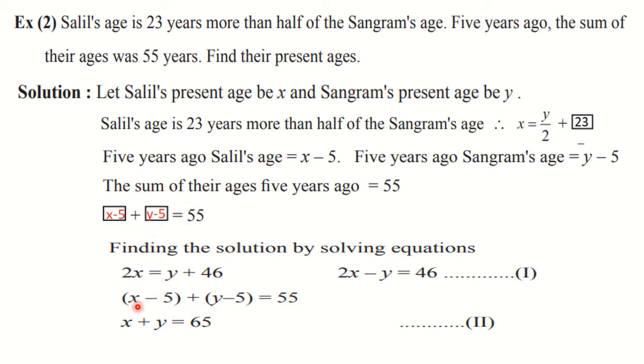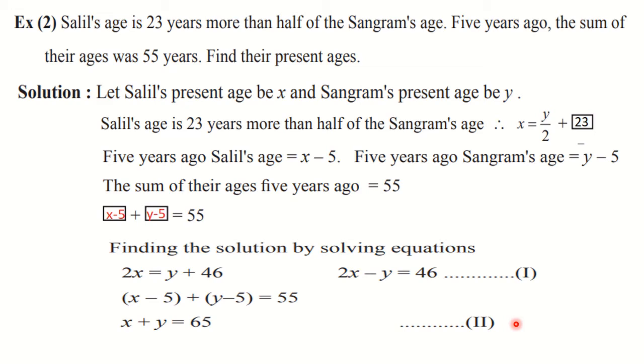Then this x plus this y will be on the left hand side. This minus 5 and this minus 5 will become minus 10. We will shift it here to the RHS. It will become plus. So 55 plus 10, the answer is 65. So the second equation is x plus y is equal to 65. Number it as 2. So our equations are ready.